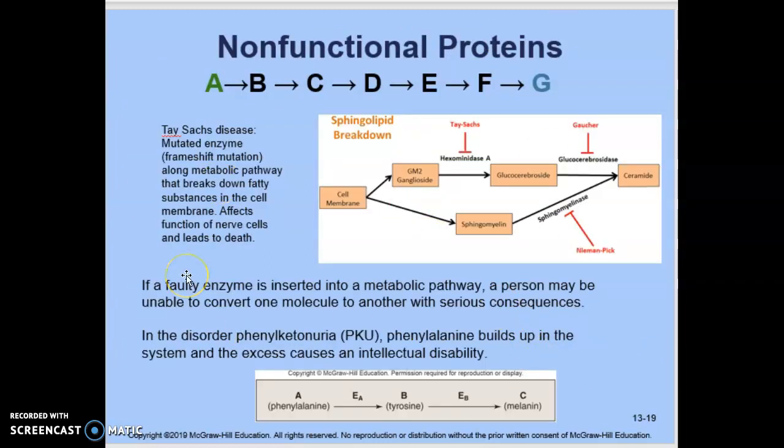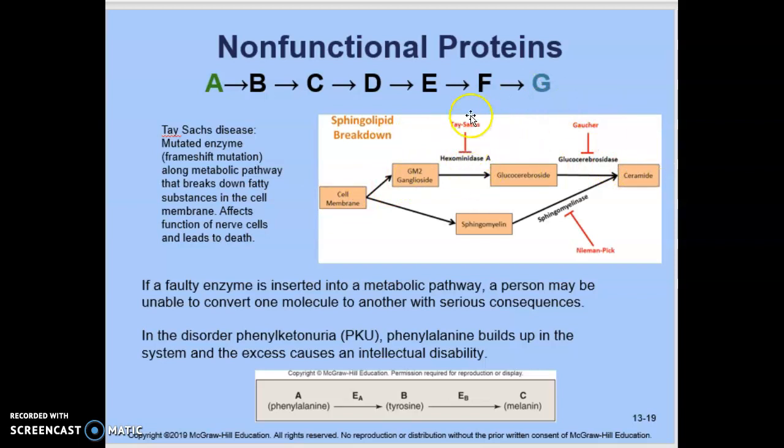Let's look at some diseases that are caused by mutations. Right here we're looking at Tay-Sachs disease. Now, Tay-Sachs disease is a mutated enzyme caused by a frame shift mutation along a metabolic pathway that breaks down fatty substances in the cell membrane. So we're looking at a metabolic pathway, meaning you need an enzyme at each one of these steps. Enzymes are proteins, so each enzyme is going to have its own gene. And so if a mutation happens in any one of those genes, it'll cause a problem with any one of those enzymes. The whole entire metabolic pathway will shut down.